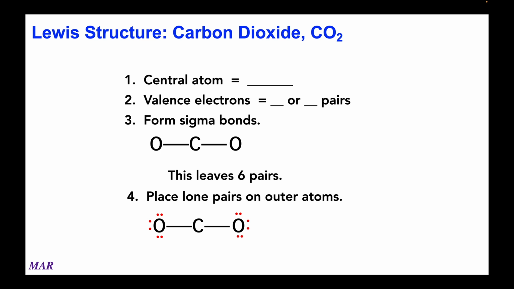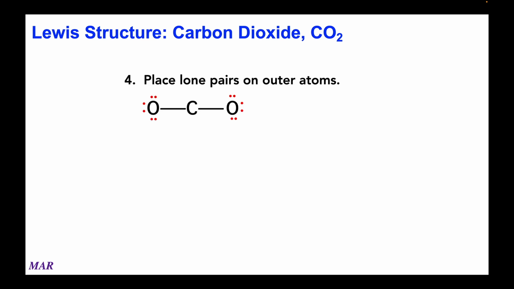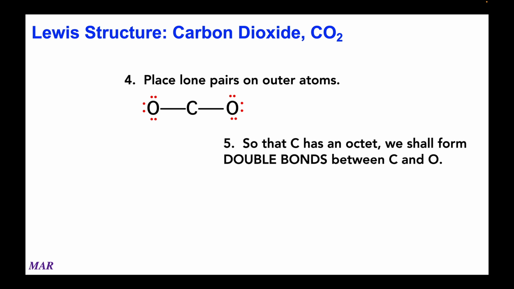However, carbon here feels kind of left out because carbon wants to have an octet as well, and carbon only has 2 bonding pairs around it right now. So carbon is not going to be happy with this configuration. If you come to this kind of situation, there's a way to give more electron density to your central atom. If you see carbon without an octet, we have to give that carbon more electron density.